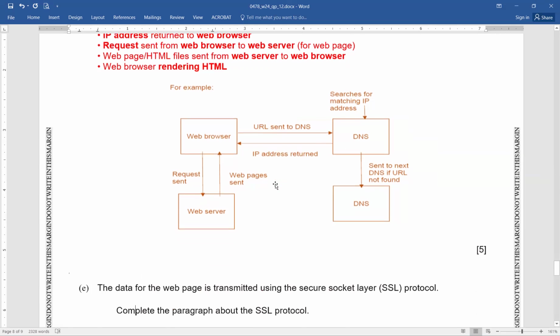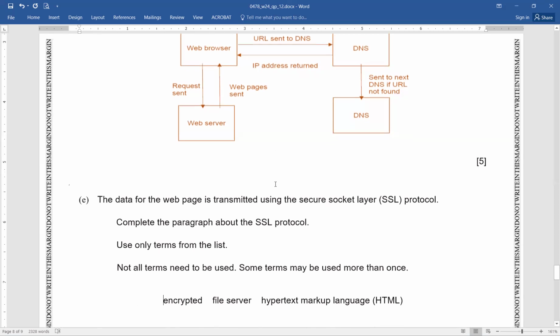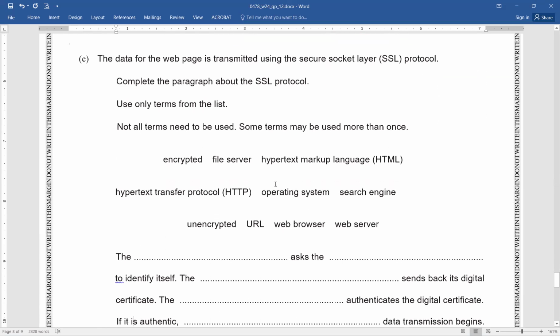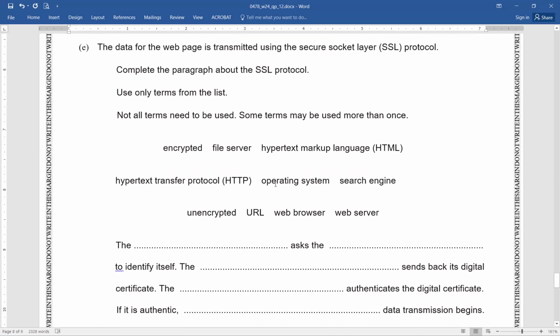Please be very clear about it. Okay? Now, next part. The data from the web page is transmitted using the Secure Socket Layer Protocol, SSL. Complete the paragraph about the SSL protocol. Use only terms from the list. Not all terms need to be used. Some terms may be used more than once. The terms are: encrypted, file server, hypertext markup language, HTTP, operating system, search engine, unencrypted, URL, web browser, web server. These are the terms and the passages.